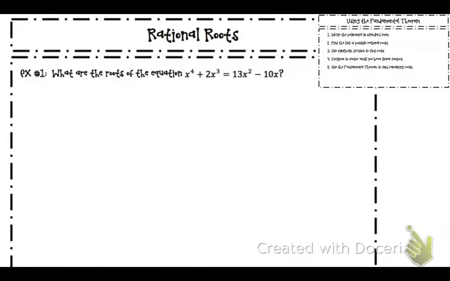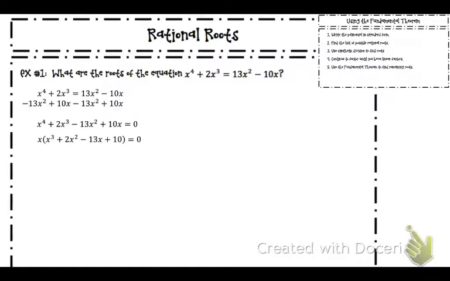So basically all this is we're combining everything we've done this unit and we're putting it all to work. Okay? So first we have to find the roots of this equation. So we have x to the fourth plus 2x cubed equals 13x squared minus 10x. So I just need to get everything to one side. So I'm going to subtract the 13x squared and add the 10x. So I get x to the fourth plus 2x cubed minus 13x squared plus 10x equals 0.